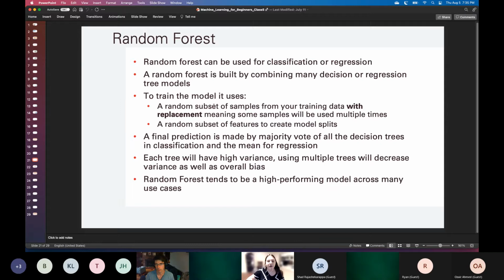It's taking a random subset of samples from your training data with replacement, and it's taking a random subset of features to create the model splits. So I think I missed that first piece the first time through. It's not only taking a random subset of your data, it's also taking a random subset of your features. So doing those two things. The random subset of features obviously is not with replacement because you can't do that.